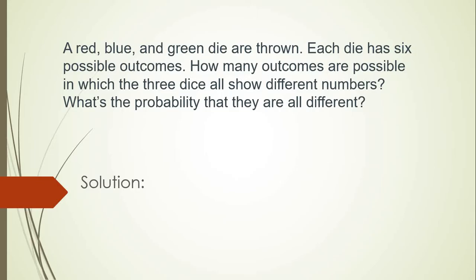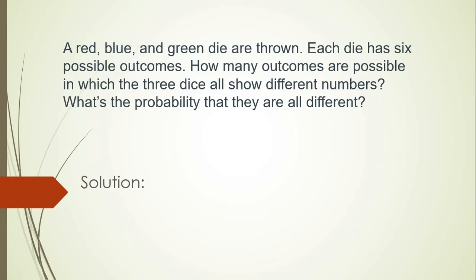In today's video I'm gonna show you how to do some probability problems, and we have an example here, which is: a red, blue and green die are thrown. Each die has 6 possible outcomes. How many outcomes are possible in which the 3 dice all show different numbers? Then what is the probability that they are all different?